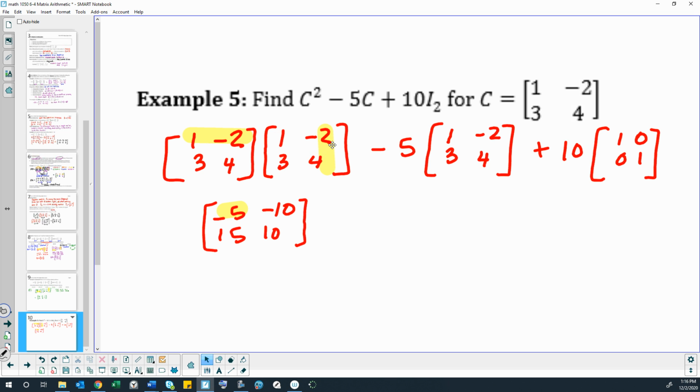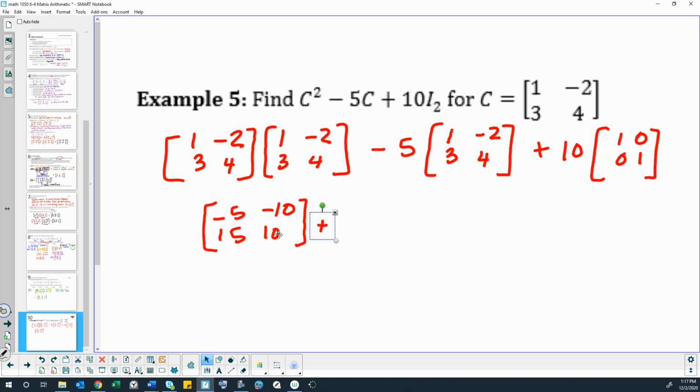Okay, so then we take our first row and our second column. 1 times negative 2 is negative 2, negative 2 and negative 4 is negative 8, negative 2 and negative 8 is negative 10. Then we have 3 times 1 is 3, 4 times 3 is 12, and 3 plus 12 is 15. And then we have 3 times negative 2 is negative 6, and 4 times 4 is 16. Negative 6 plus 16 is 10. So that's that part.